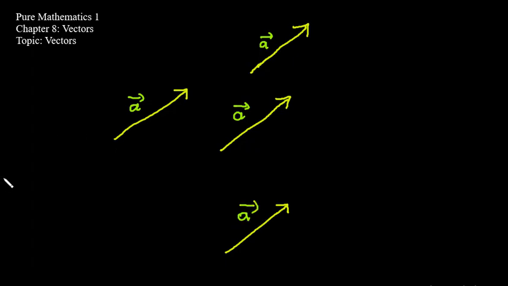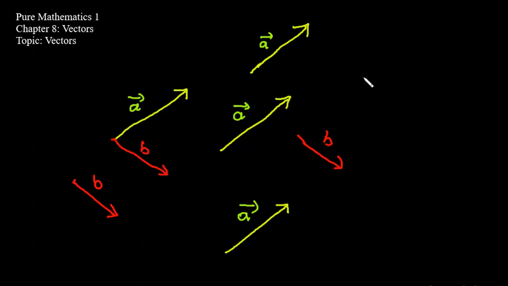Here I have another vector. I call it vector B. Here's vector B. It can be here. Vector B can be anywhere. They have the same direction and the same magnitude. So all of them are just one kind of vector.